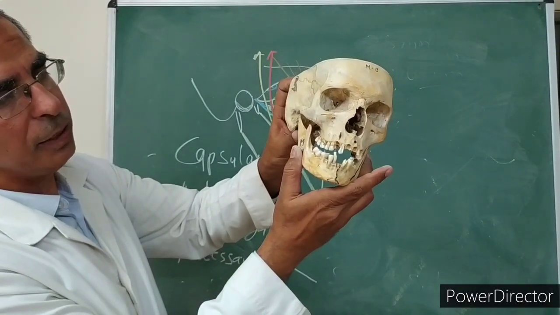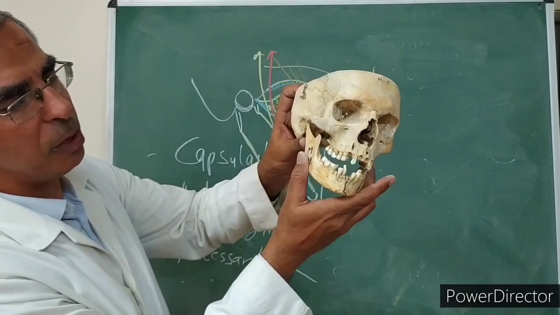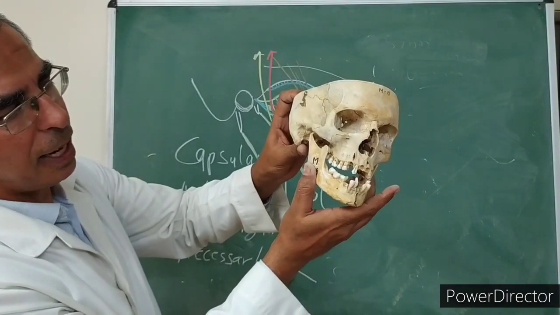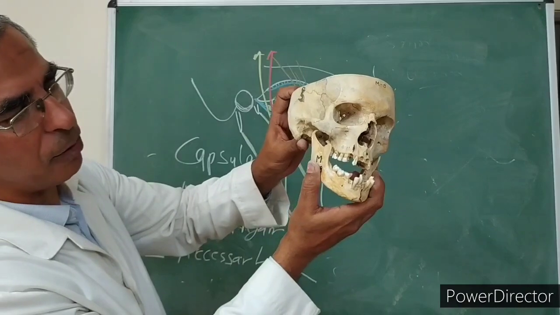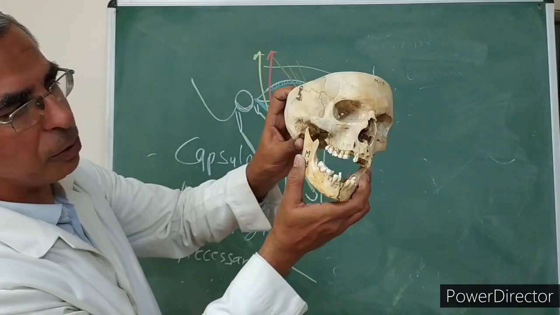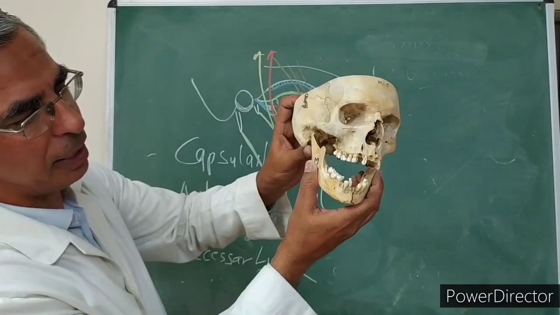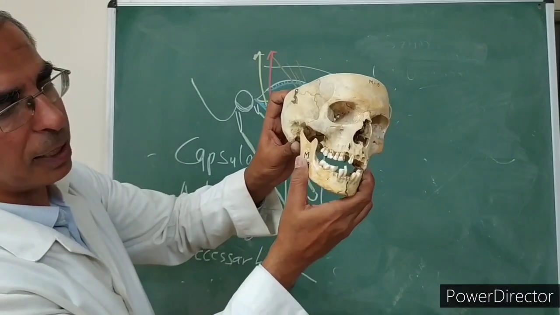So in one joint, the head of the mandible in the joint cavity glides anteriorly, and the opposite joint passes backward, posteriorly. Then again it passes posteriorly, and on the opposite side the head of the mandible comes anterior. So this is the gliding movement like this.